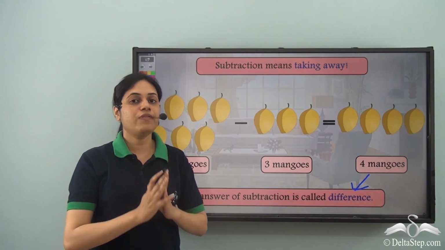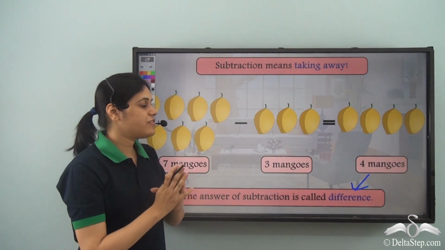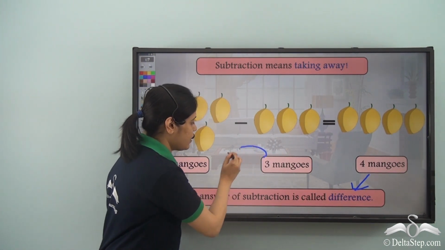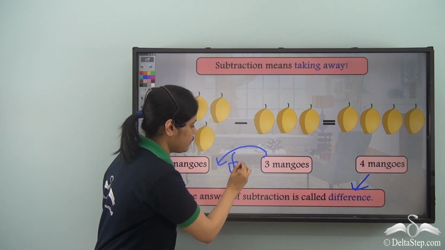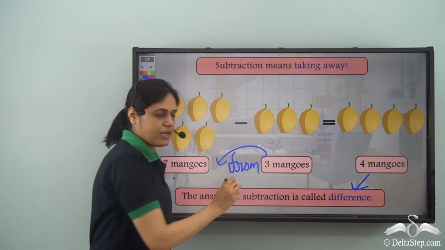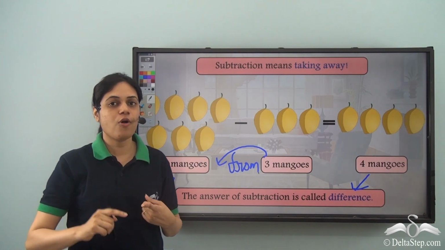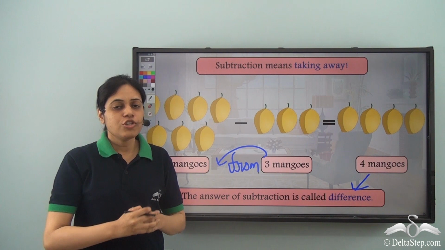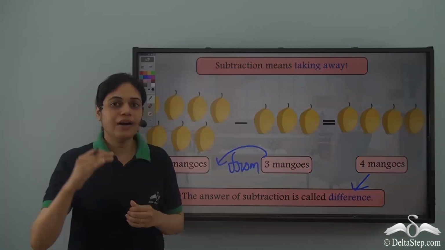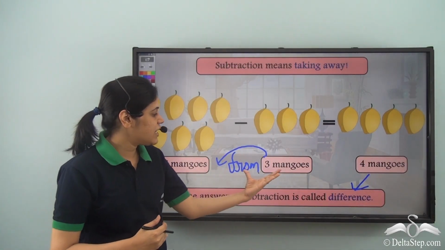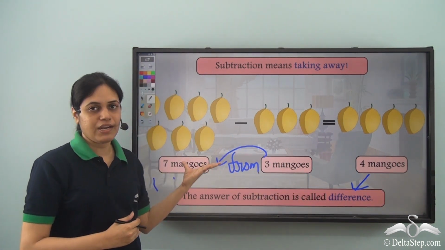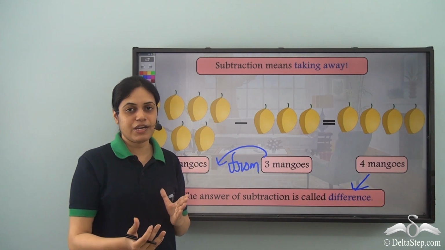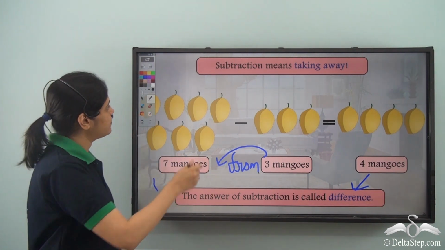Remember, we always say that we have taken away or subtracted 3 from 7 and not 7 from 3, because 3 is less than 7. So I can only take away a lesser number. So I can take away 3 from 7 and not 7 from 3. This taking away is called subtraction.